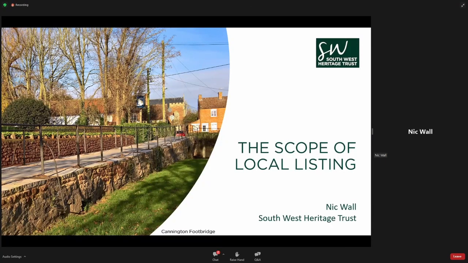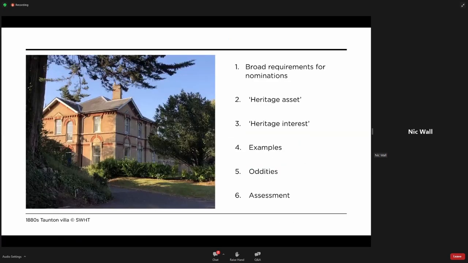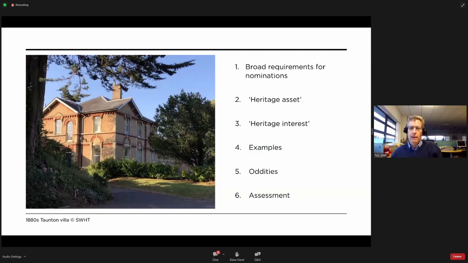I'm part of the Local Heritage List project team, and I'm going to talk you through the scope of nominations. I'll start with the broad requirements for nominations and then look at what a heritage asset is, what the term heritage interest means, examples of building structures and places for nomination, some of the oddities, and a brief mention on how nominations are assessed.